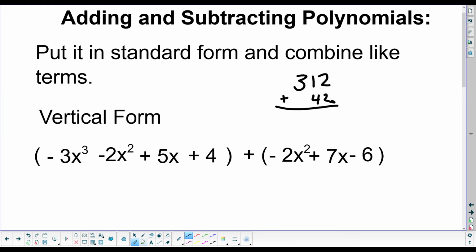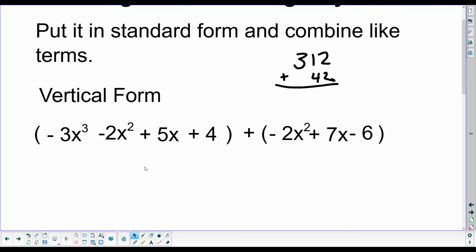Okay, so we're going to do a similar thing with this. When we put these in vertical form, we want to line up the degrees. So if I were going to add these together, I would take this number right here and put it below this number, right, because they're both quadratic. Okay, they're both degree 2.